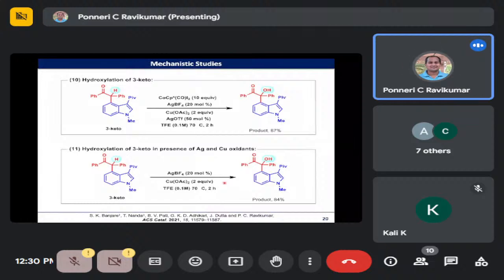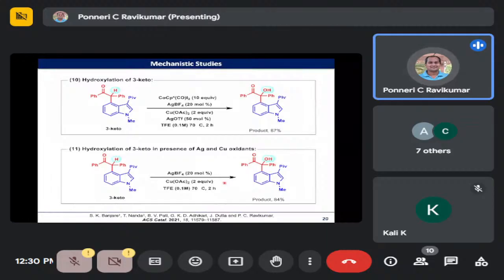We got a good, reasonable yield of the product. What is it that tells us this reaction is not going by a radical mechanism? We also wanted to detect what is the actual intermediate forming in this reaction. So we did this study.